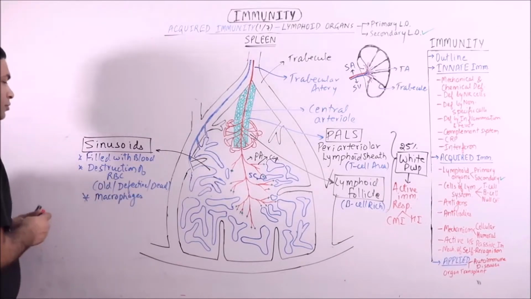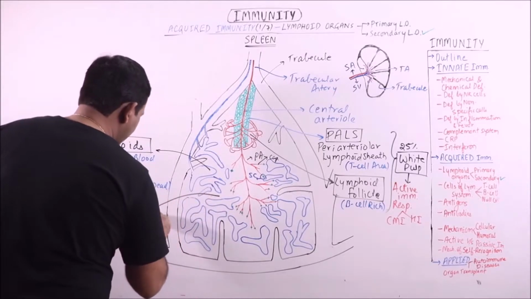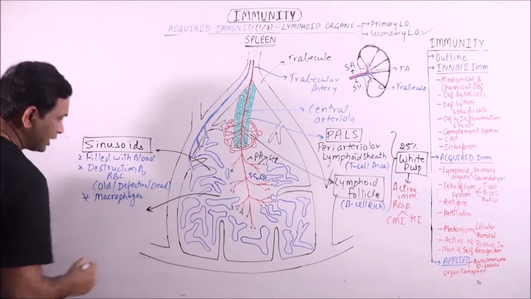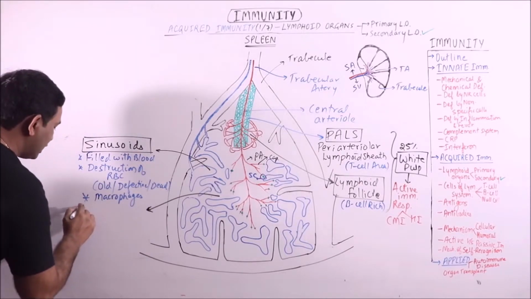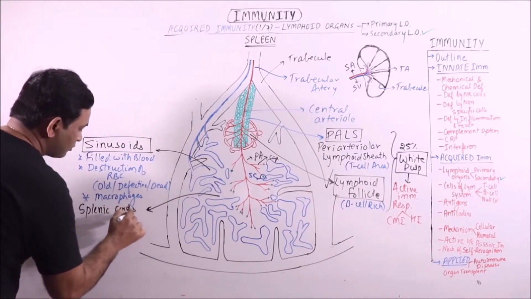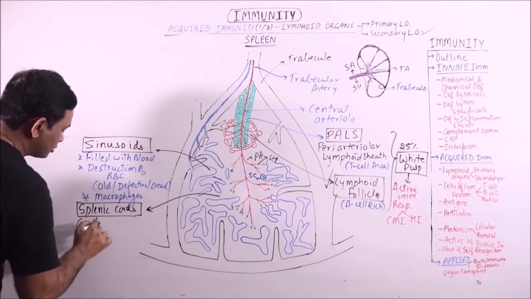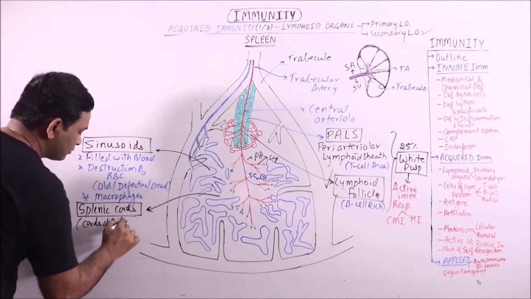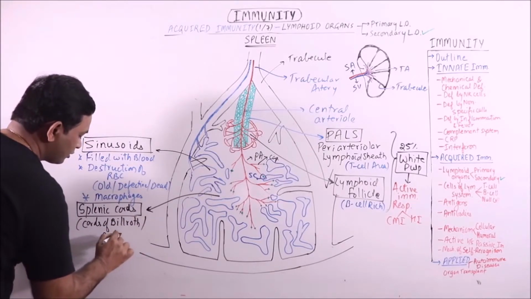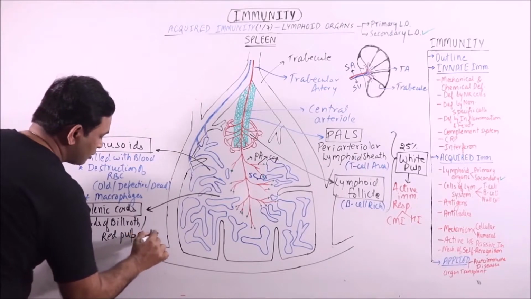Sinusoids also have macrophages, and the cord-like spaces in between the sinusoids, which represent the connective tissue of the spleen, are termed splenic cords. These are splenic cords. These are also known as cords of Billroth or red pulp cords.